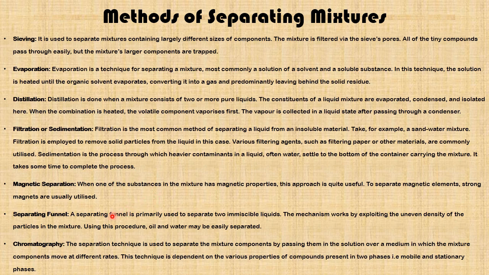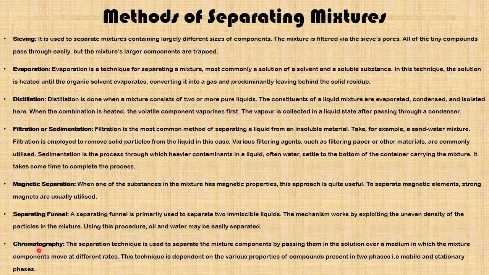In the separation funnel technique, a separating funnel is primarily used to separate two immiscible liquids, for example, oil and water. The mechanism works by exploiting the uneven density of the particles in the mixture. Using this procedure, oil and water may be easily separated.